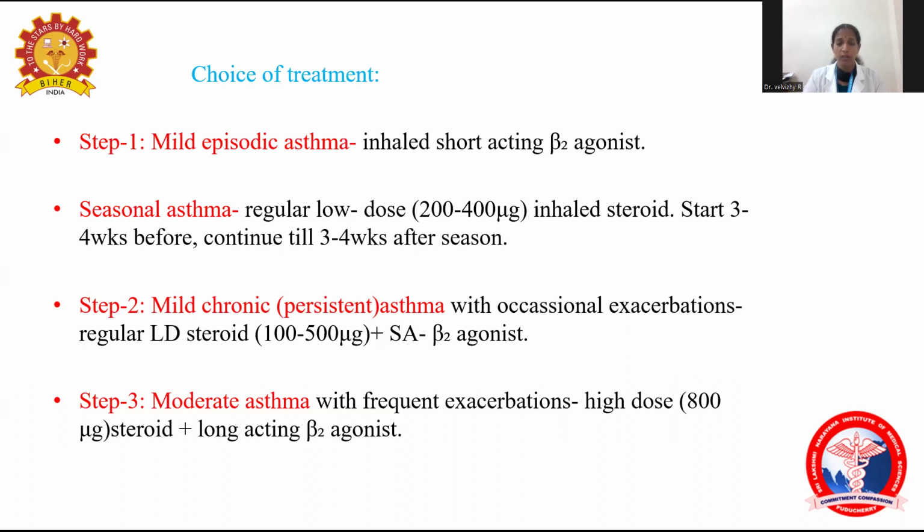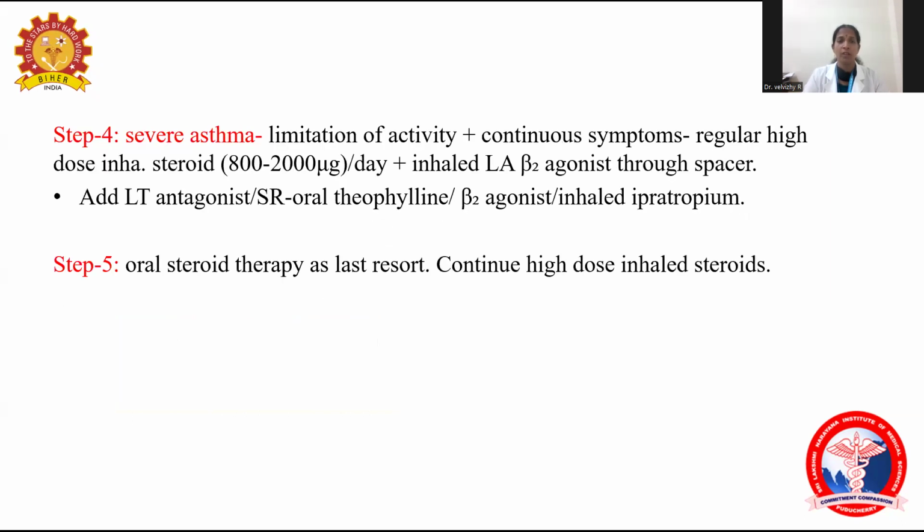Suppose the patient has moderate asthma, then go for a high dose of steroid with long acting beta-2 agonist. Suppose the patient has severe asthma, so persistently they have it, and the severity is also very high. Then go for high dose inhaled corticosteroid with inhaled beta-2 agonist, and even in this case you can add leukotriene antagonist and theophylline groups, and even inhaled ipratropium can be added here. Oral steroid therapy is last. Oral steroids always start in the last cases. In severe cases you go for oral, then continue with inhaled steroids.